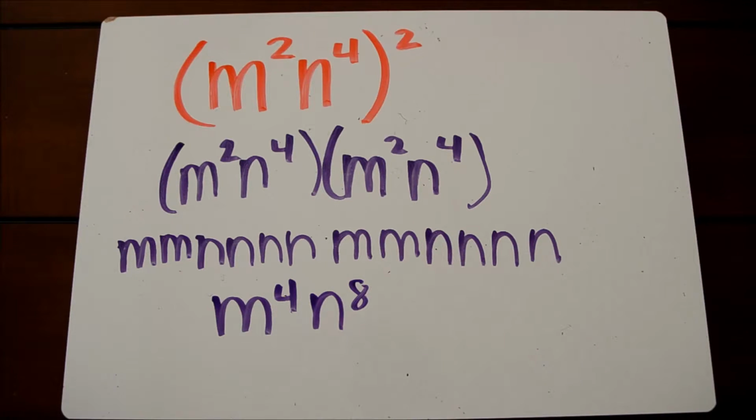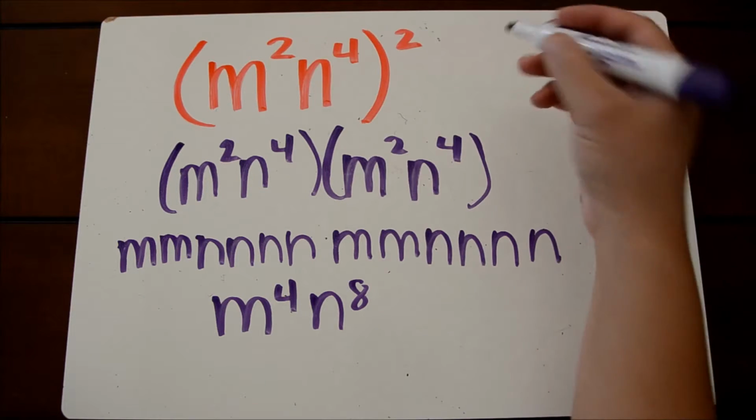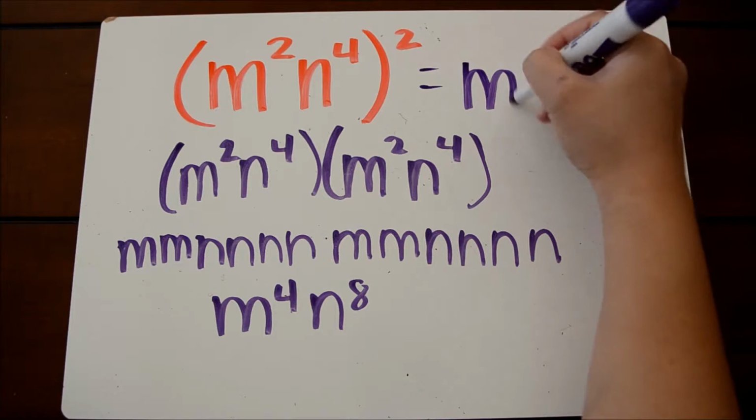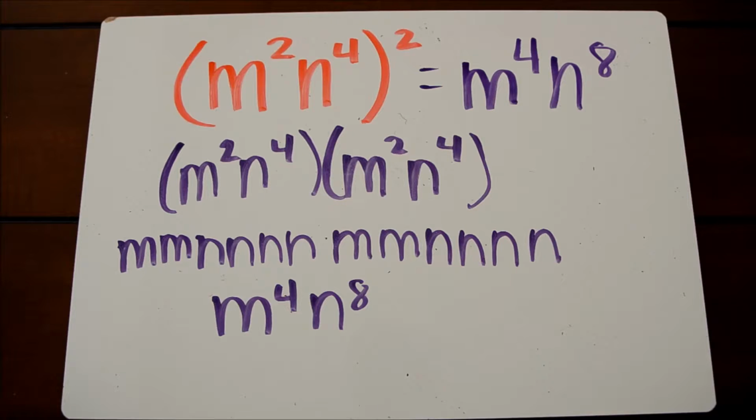But if we understood the power of a power law, we could have simply multiplied our exponents. 2 times 2 would have given us m to the fourth power, and then n to the eighth power from 4 times 2, which gives us the equivalent exponent.